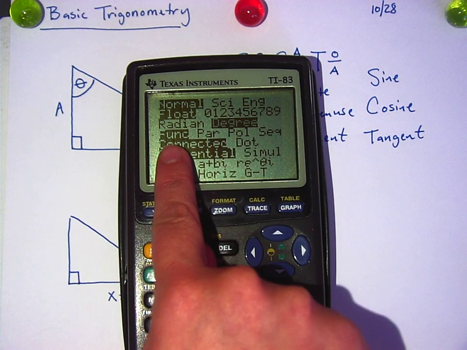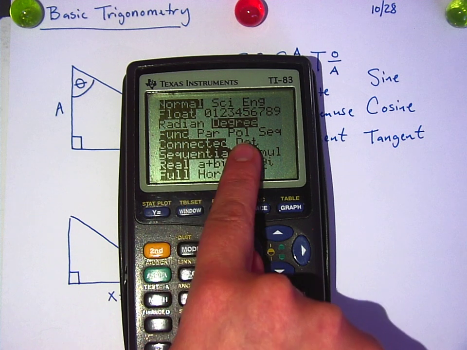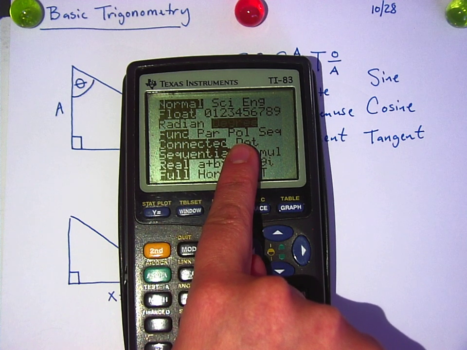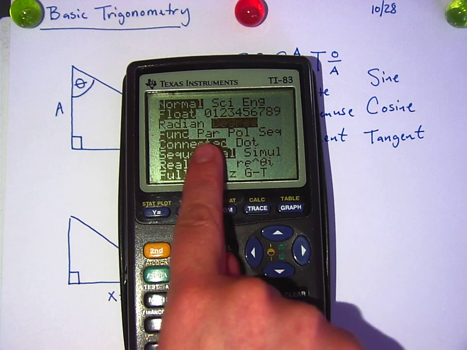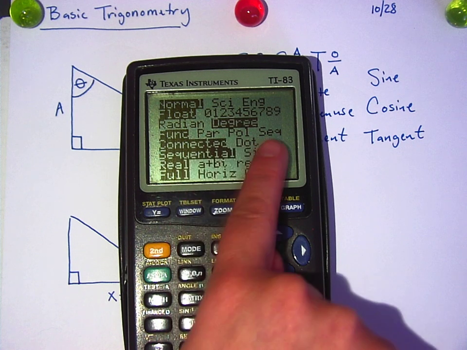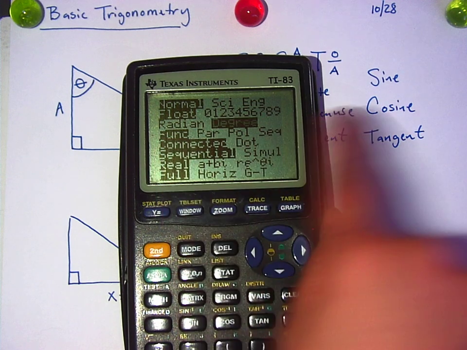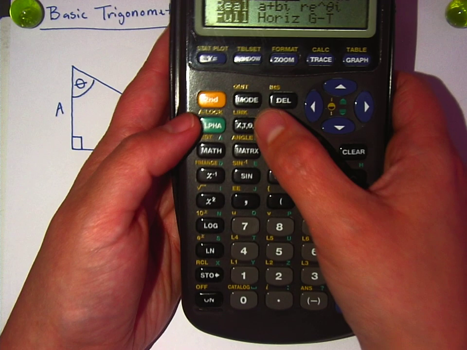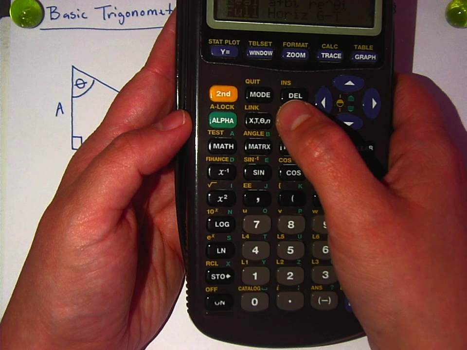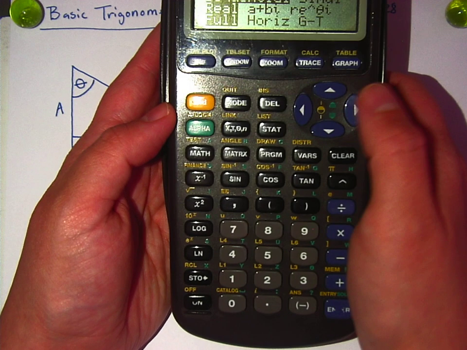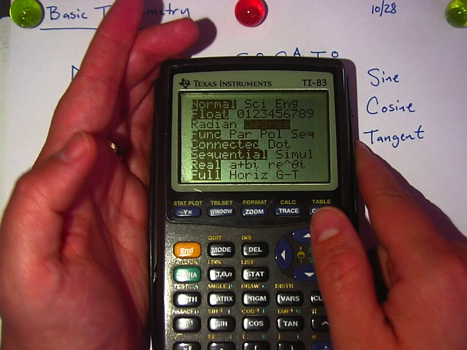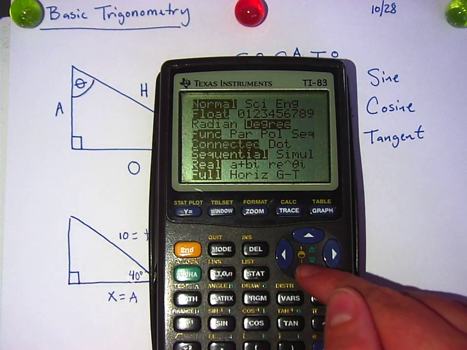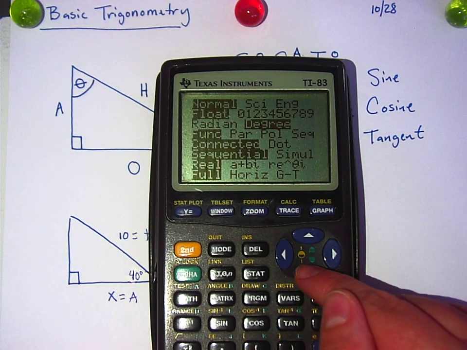Radian degree is degrees. This is function, parabolic. Polar coordinates. This is parametric, and that is sequences. And that just changes. Do you see the variable on here where it says t, x, t, theta, n? It changes kind of what we're working in. It also changes your y equals menu. Connected and dot changes how things are graphed on your graph. I don't know about that one.